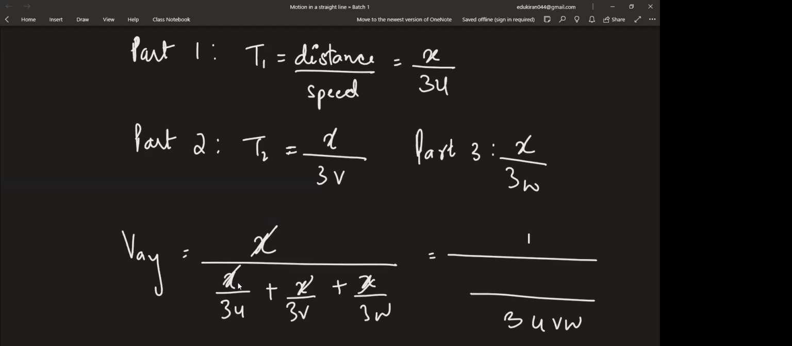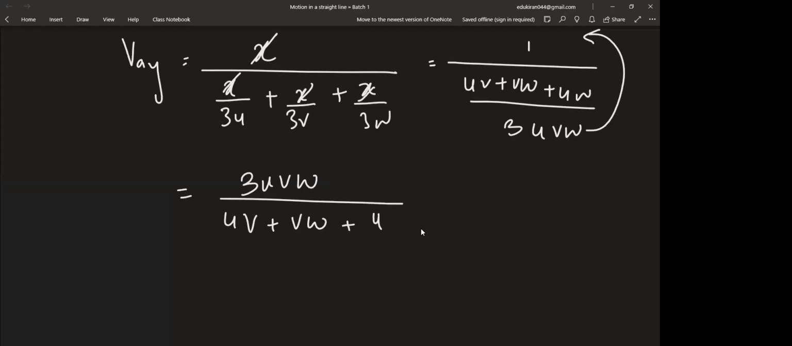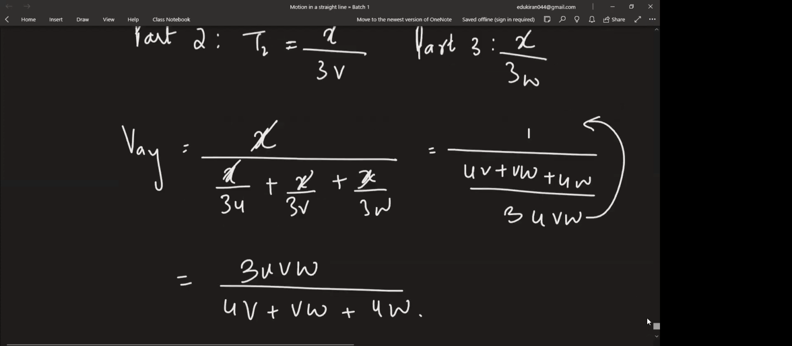So here in this 1 by u, v and w are missing. So this is uv plus vw plus uw, and this goes up. So your final answer here is 3uvw divided by uv plus vw plus uw. Okay, clear? Yes, ma'am. Please write it down.